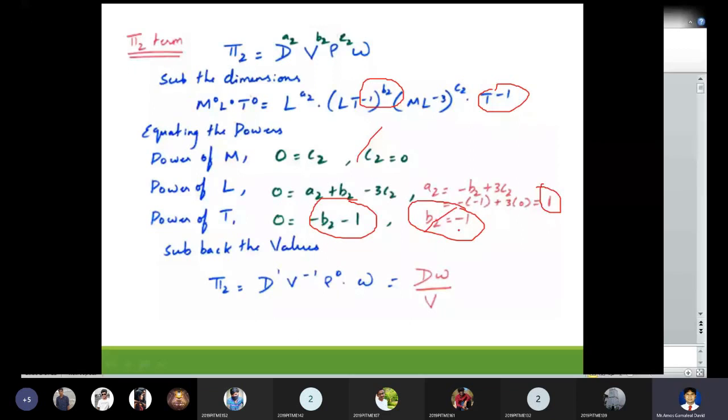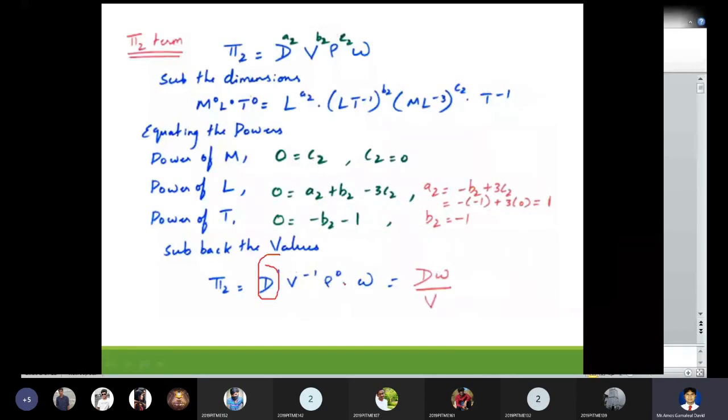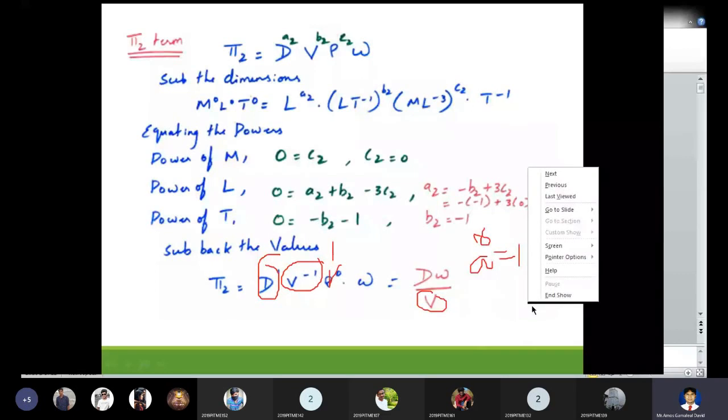Substitute it, rho power 0 will become 1. So my leftover equation will be d omega by v. Clear? d omega by v. This is d, it will be in the numerator. Since v has minus 1, it has to go to the denominator. Then rho has become 1 because anything power 0 is 1. Then omega stays in the numerator.